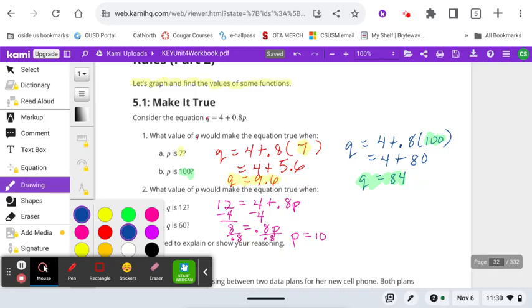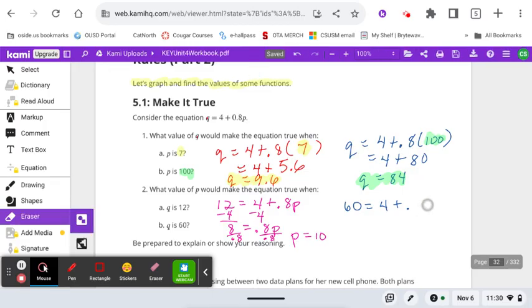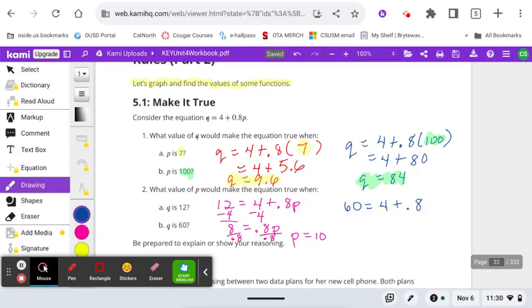Pause the video, try the next one. How about if 60 is the output? Notice the 60 goes in front of the equals in place of the Q. Oops, don't do what I just did. Solving backwards for P, we're going to take the same two steps. 56 divided by 0.8 is 70.